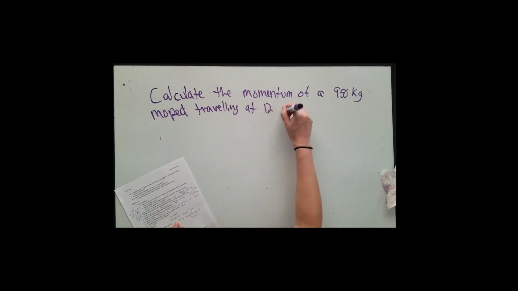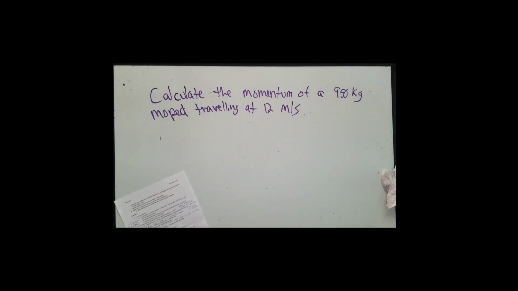Just want to do one more calculation with momentum. So, calculate the momentum of a 950 kilogram moped traveling at 12 meters per second. You're not going to have to calculate impulse, which is the change in momentum, on this exam, but you do need to be able to calculate momentum still. So remembering momentum is represented by that letter P. And it's equal to mass times velocity. So it depends upon the object's mass and on how fast the object is going. If the object's not moving, its velocity is 0 and it has 0 momentum.